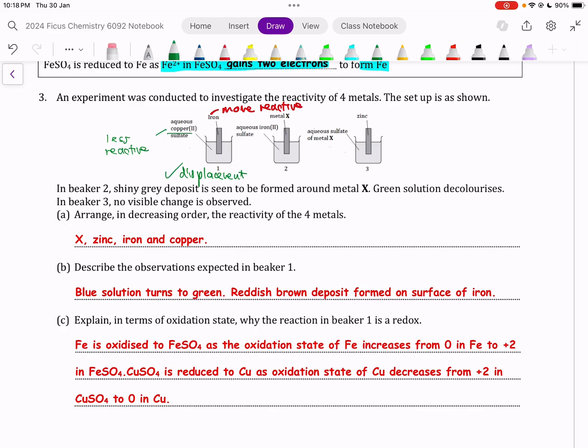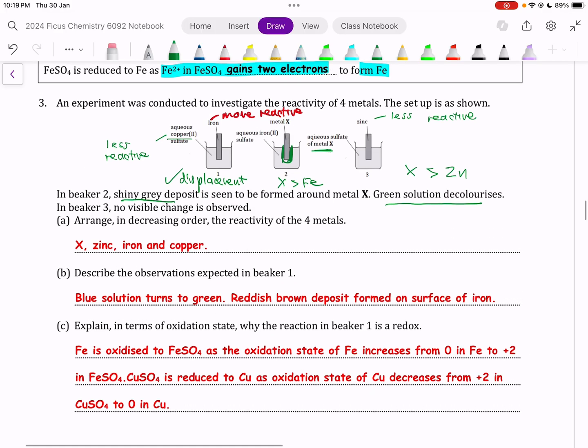Then metal X plus iron(II) sulfate. You see a shiny gray deposit around metal X. So this has happened, so X is more reactive than iron. The green solution is decolorized, so there is displacement. The other one, no displacement, so this one should be less reactive. So X, the one inside the solution, is more reactive than zinc. So X is number 1, then zinc, then iron, then copper.